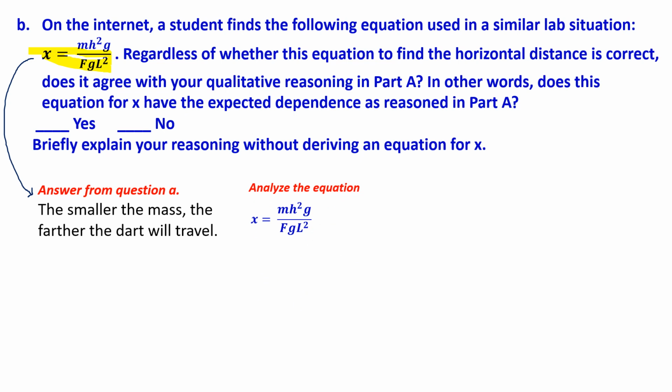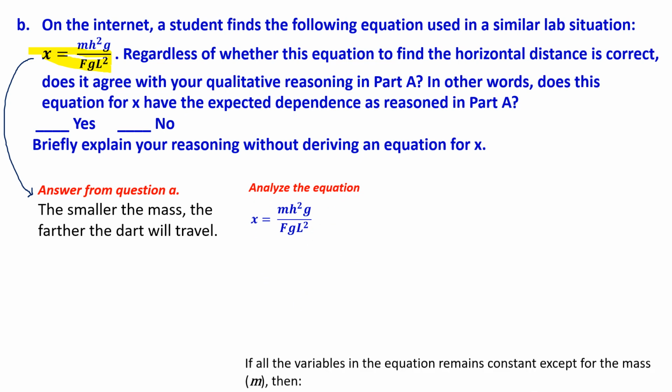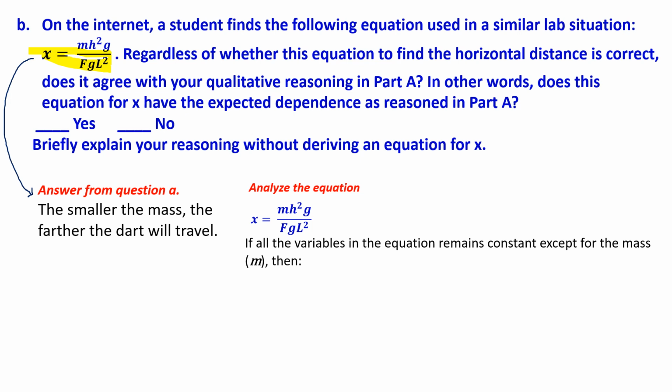Okay, so let's analyze the equation. Again, I mentioned it earlier. If all the variables in the equation remain constant except for the mass, let's say height will not change, G is the same, force is constant, G is the same, L squared is the same. Right away, I know that there's something wrong with the equation because I can actually cancel my G. However, that's not the question. The question is, does it justify question A? Will it be good enough to prove that your answer for question A is correct?